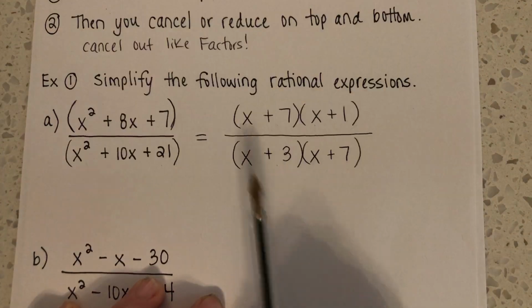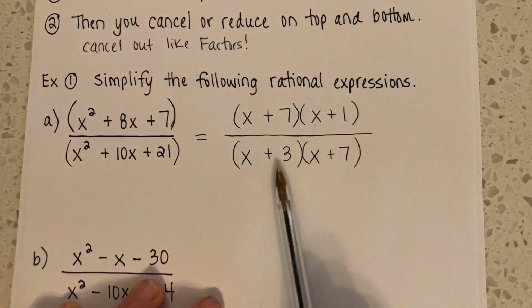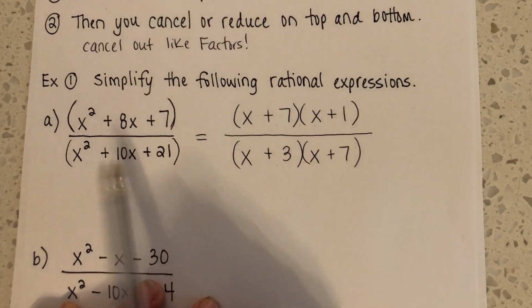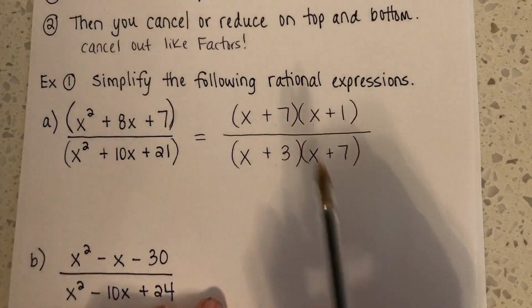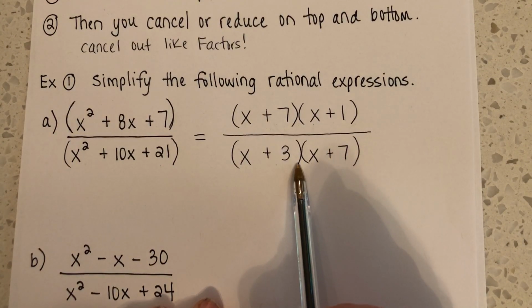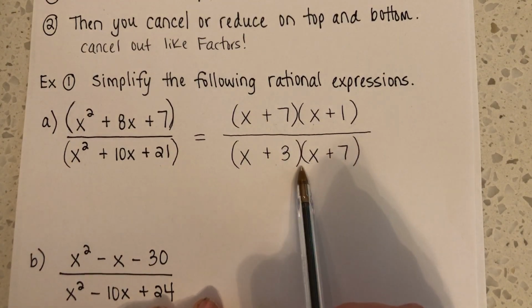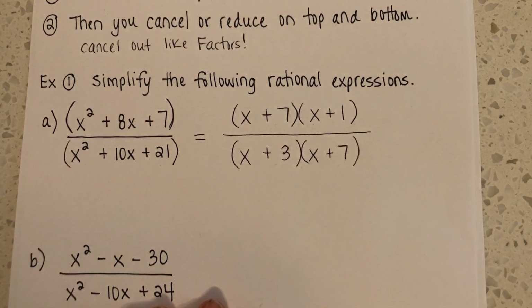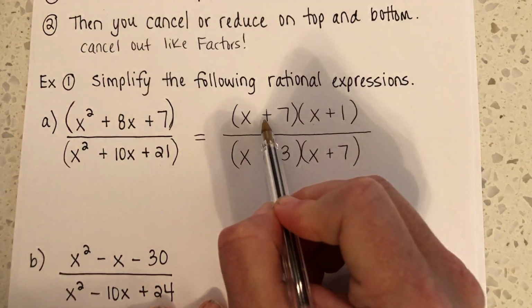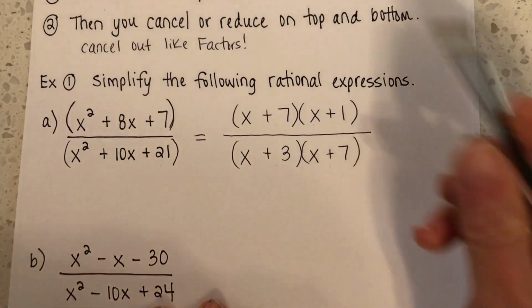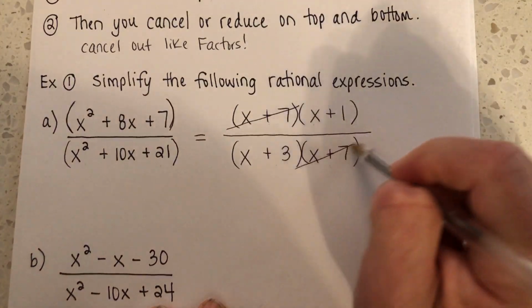All right, let's check my factors. x times x gets me x squared. 3 times 7 gets me 21. 3x's and 7x's get me 10x's in the middle. Now this package and this package are attached by multiplication. So now that I have factors, I can cancel out any of the same factors on top and bottom. What happens to an x plus 7 on top and an x plus 7 on bottom? They divide out. They cancel.